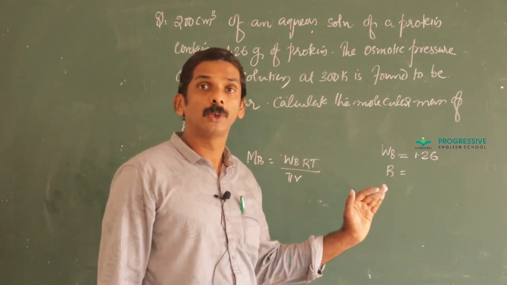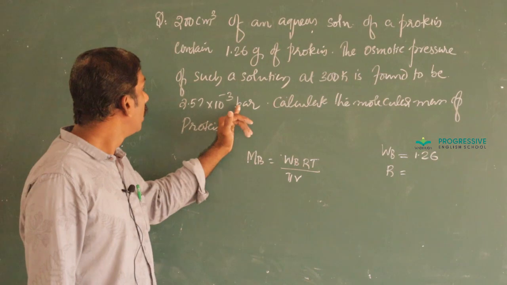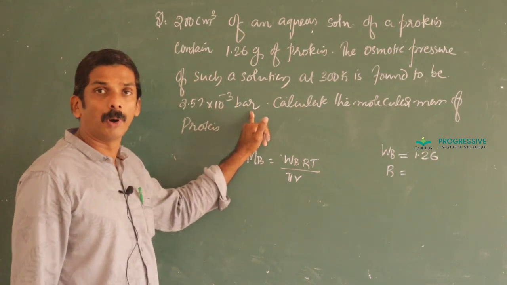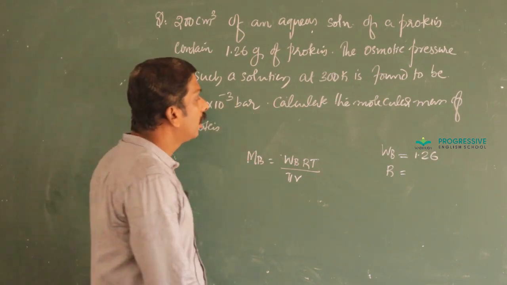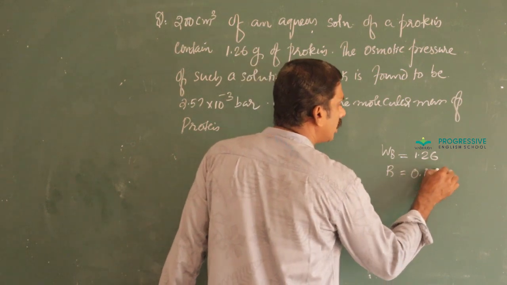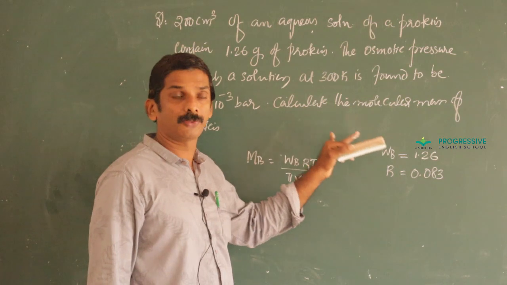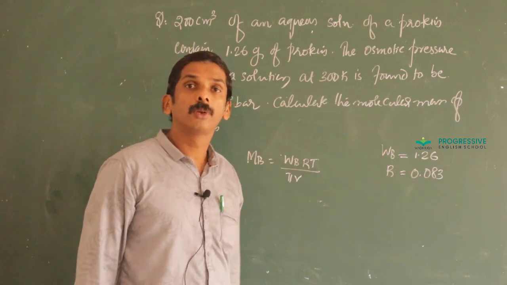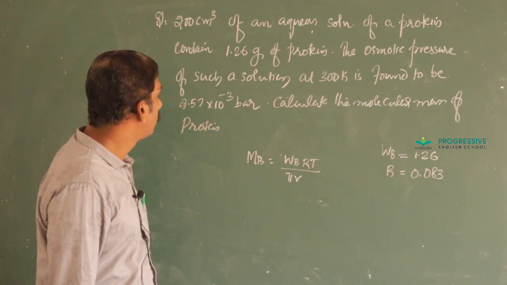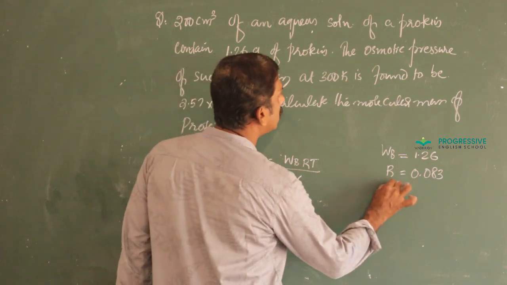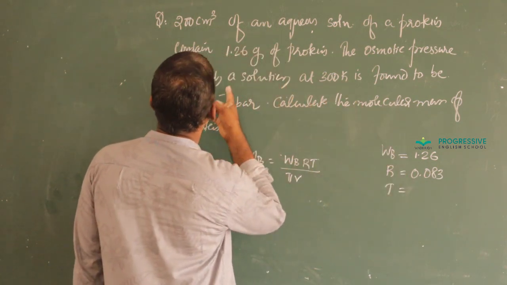While selecting the value of R, if osmotic pressure, I already told you that there are two values mainly used for the solution constant R. If osmotic pressure is expressed in bar, then the value becomes 0.083. Instead of that, if it is in liter atmosphere, it is 0.0821 liter atmosphere.